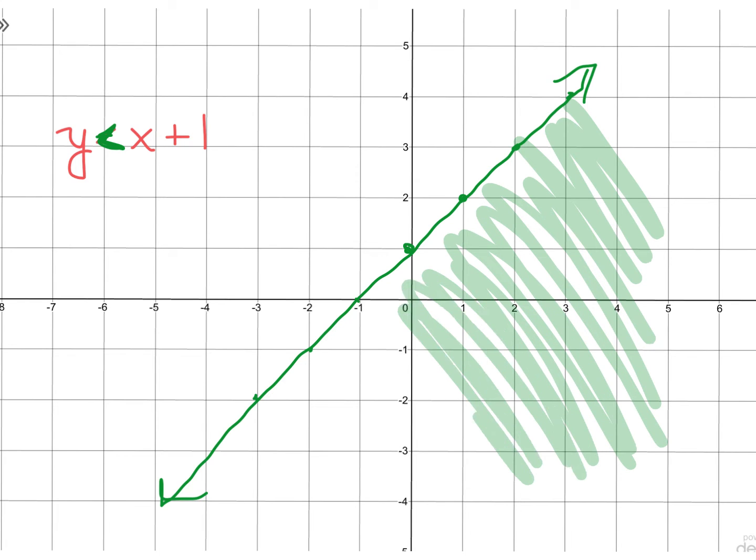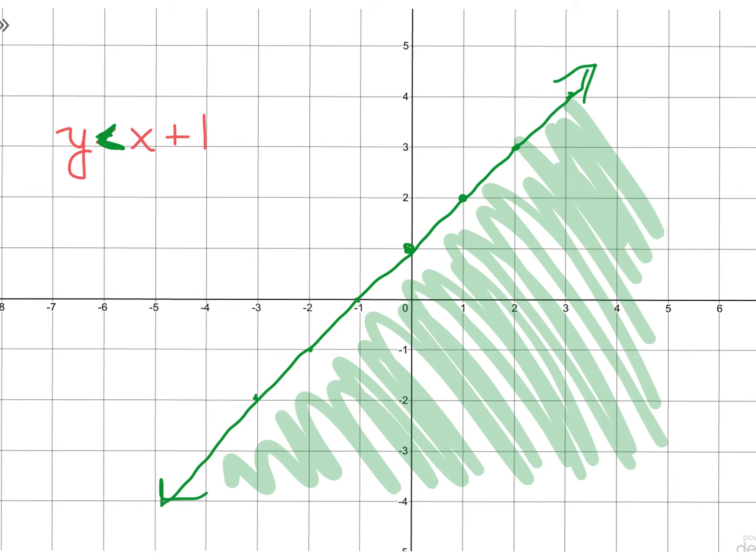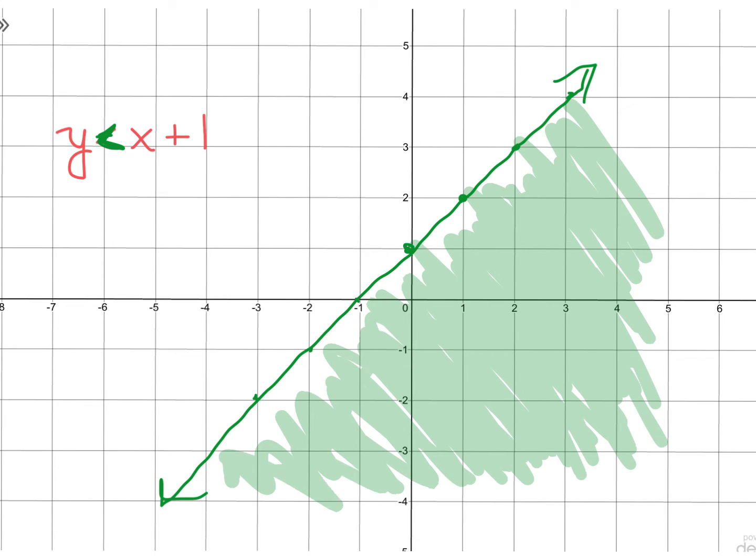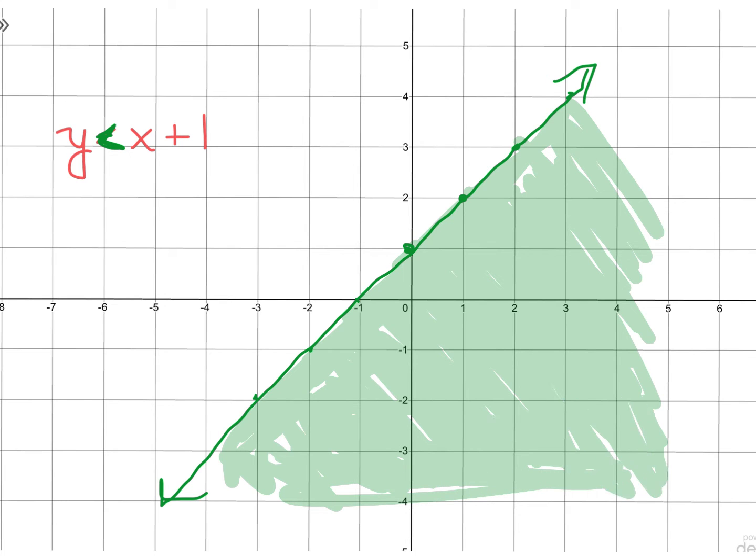Some of you will be really neat shaders. Some of you will be, like me, very sloppy shaders. I couldn't care less. I can't promise you what your Algebra 2 teacher will want you to shade like, and I can't promise you what anybody else will want, but if you are messy, that's fine. I don't care. What that represents is that any point in that shaded region is part of what we call the solution set.